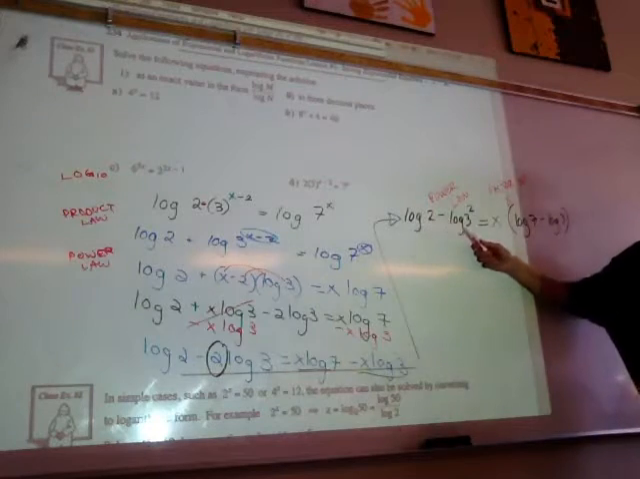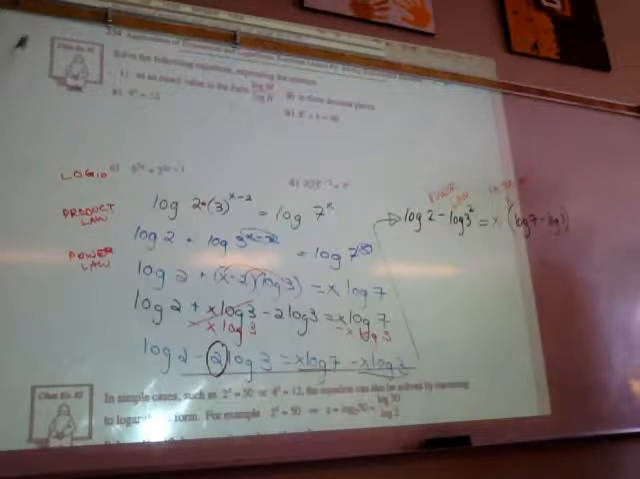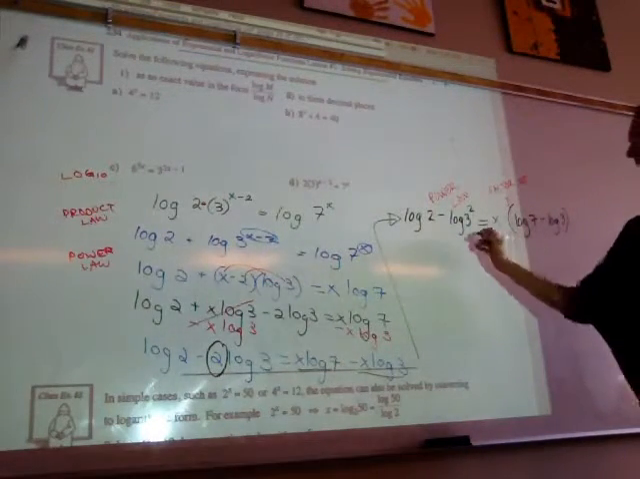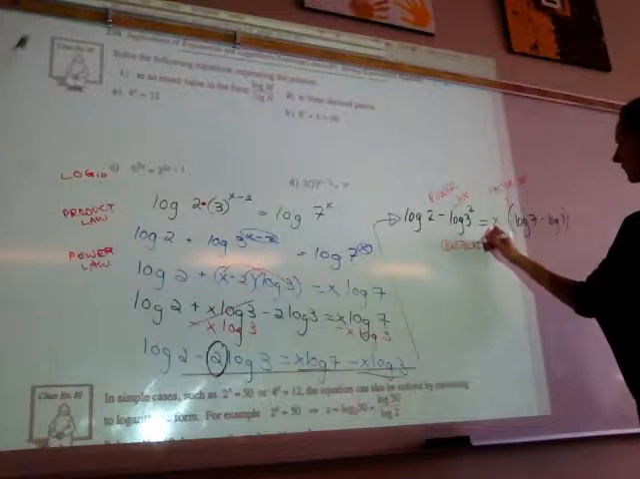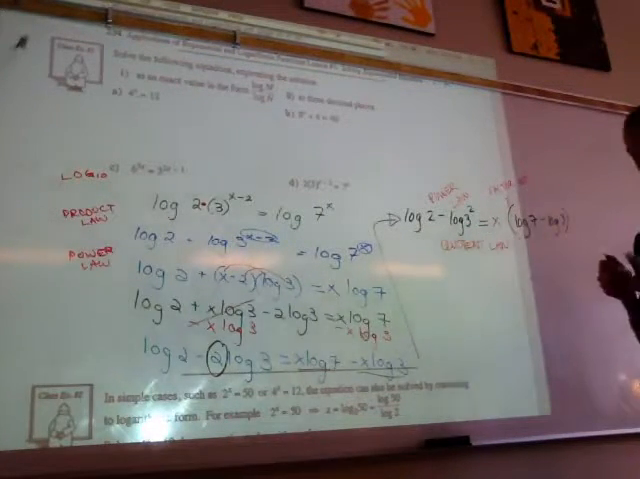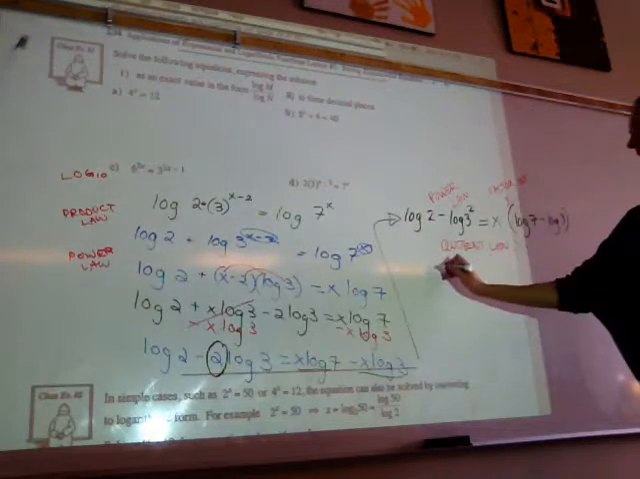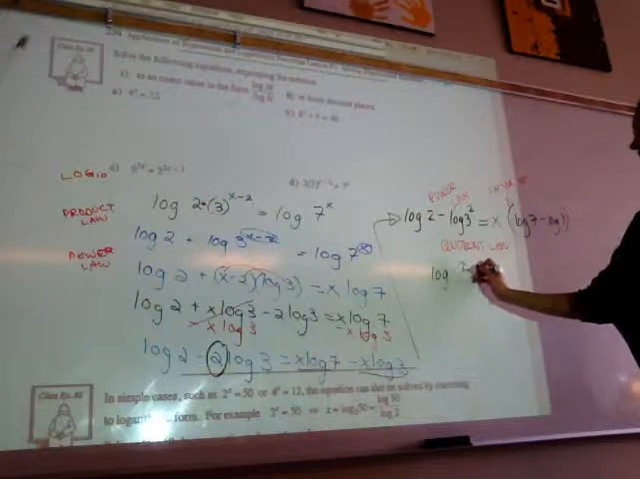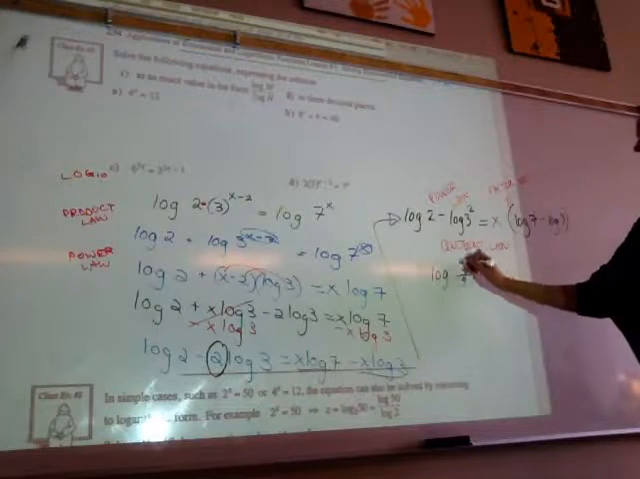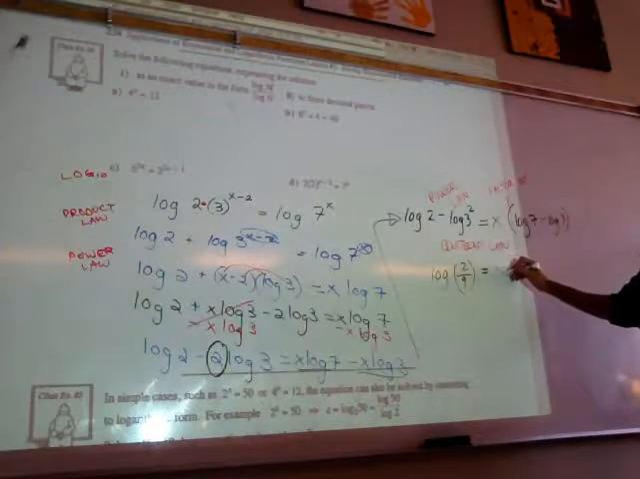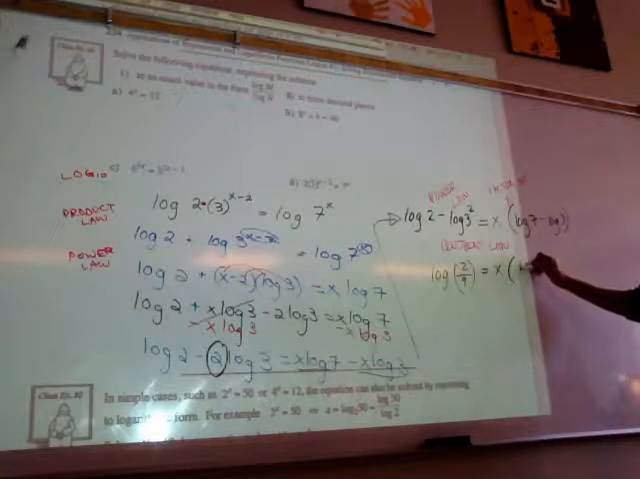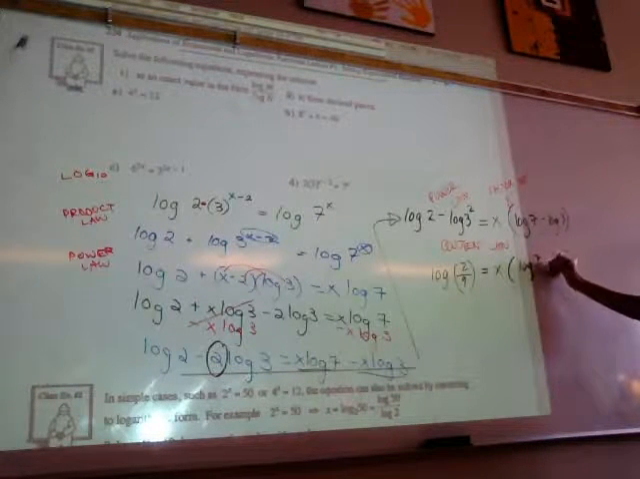We're subtracting logs at the same base. What can I do with them? Quotient law. Good. So on the left-hand side, we have log 2 divided by 9. Okay, because 3 squared is 9. And that will equal x times log 7 over 3.